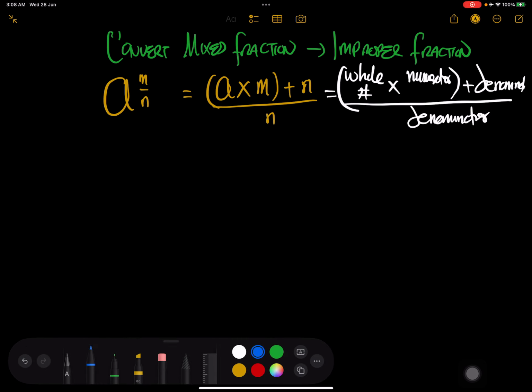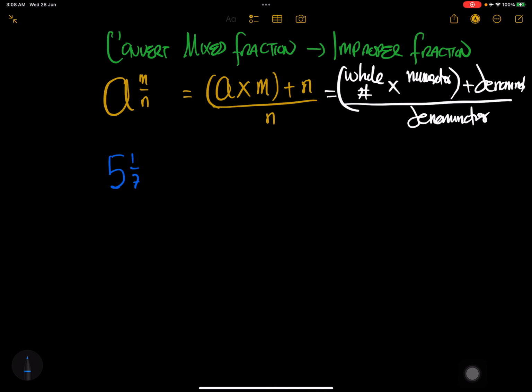So let's take an example. Let's imagine that we have 5 whole number 1 over 7. We take the whole number, which is 5, multiply it by the denominator, which is 7, and then add it to the numerator, which is 1, and then we divide everything by the denominator.